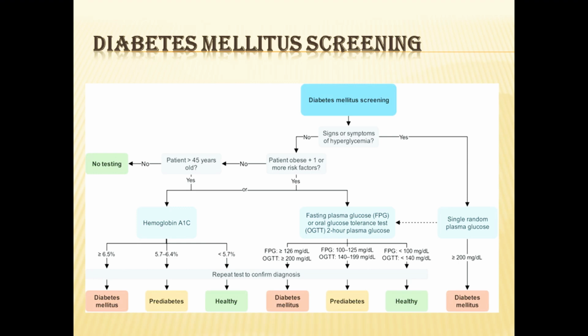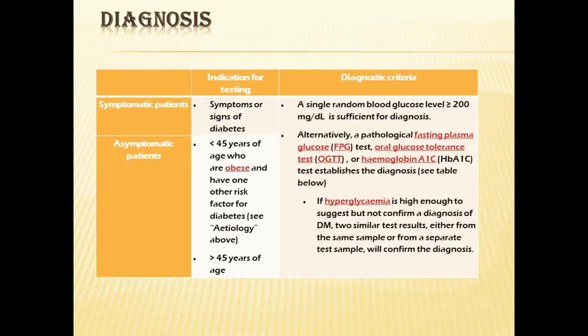This screening should be conducted for all patients who are greater than 45 years of age. Next, we are going to brief the diagnosis. Symptomatic patients: if there are signs and symptoms of diabetes, we go for a single random blood glucose level. If it is greater than 200 mg per dl, that is sufficient for the diagnosis.